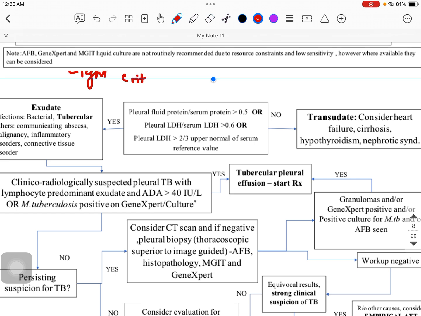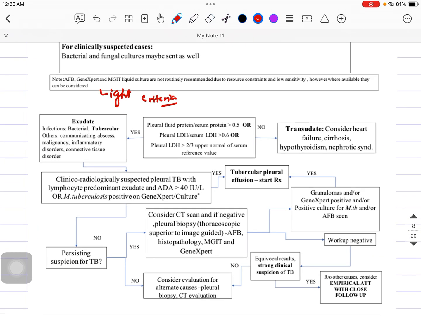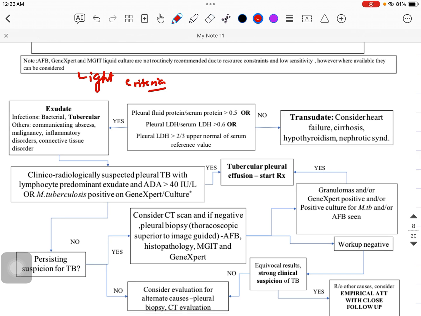So in Light's criteria, basically they are saying that: pleural fluid protein by serum protein if it is more than 0.5, or pleural fluid LDH by serum LDH if it is more than 0.6, or pleural fluid LDH more than 2/3 of the upper normal range of serum value, then this is exudative. Otherwise it is transudative. So if it is yes, then it is exudative. If it is no, then this is transudative.